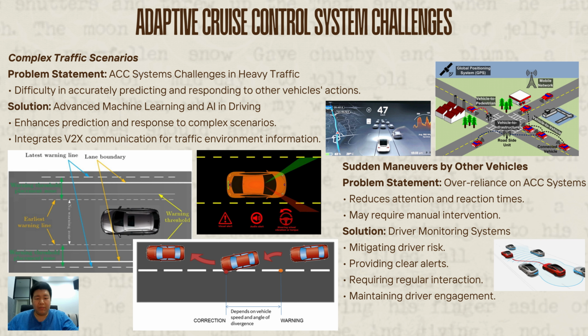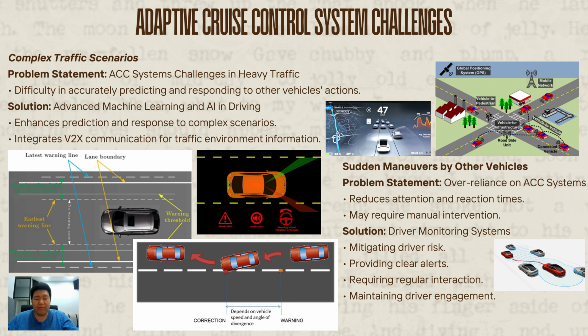Adaptive cruise control systems face challenges in complex traffic scenarios and sudden maneuvers by other vehicles. In heavy traffic or at intersections and merging lanes, ACC systems may struggle to accurately predict and respond to the actions of other vehicles. Advanced algorithms using machine learning and AI can enhance the system's ability to navigate these complex scenarios, while integrating vehicle-to-everything (V2X) communication can provide additional information about the traffic environment.